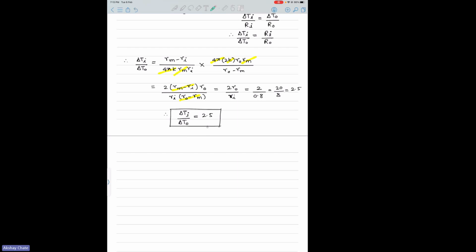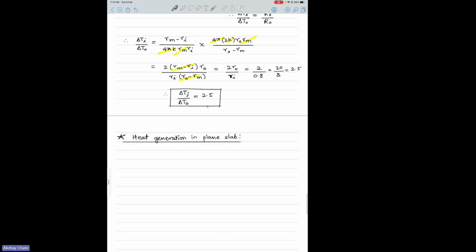Now we'll move on to heat generation. Let's take a plane slab. So the first case we can take is of a plane slab. Again this is steady, and it is a 1D problem.